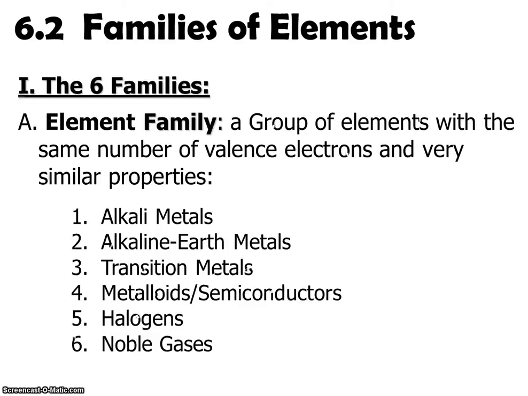To start with, we should know that an element family means a group of elements with the same number of valence electrons and very similar properties. So why do all elements within a family have the same or similar properties? Well, the answer has to do with the number of valence electrons.